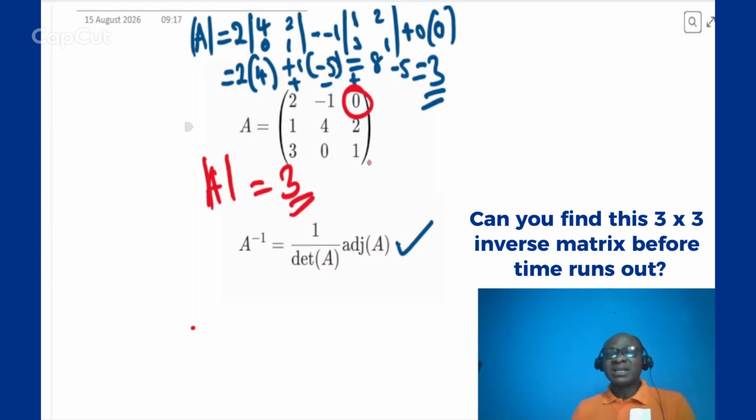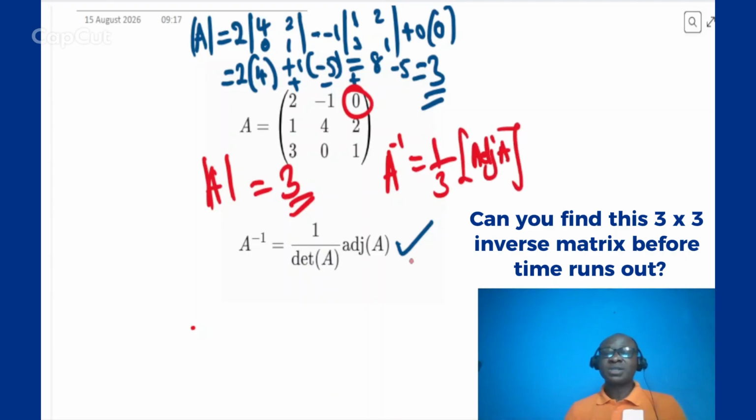Now, I want to go ahead with finding the adjoint matrix of A. What it means is that the inverse we want to set up will be 1 over 3, then multiplied by the adjoint matrix of A. Isn't it? Yes, sir. Now, let's find that adjoint. The adjoint multiplied by the inverse of the determinant is what we call the inverse matrix of a 3 by 3 matrix. Is it okay? Yes, sir.